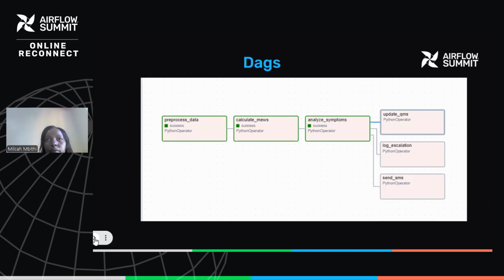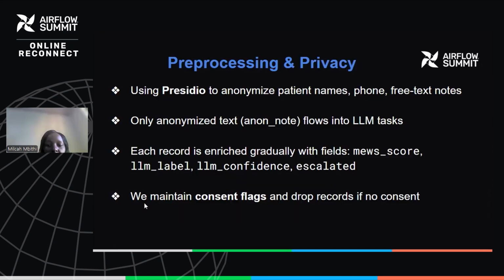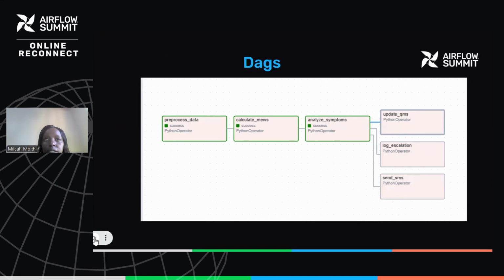After that, the symptoms of the patients are analyzed using the large language models to check the notes for any cues. After that, there is the update task, where the SMS data is sent into a queue system to keep things moving smoothly in the system. In case an urgent case has been detected, there's the log escalation, and this is recorded in the records, and SMS alerts are then sent to the staff.